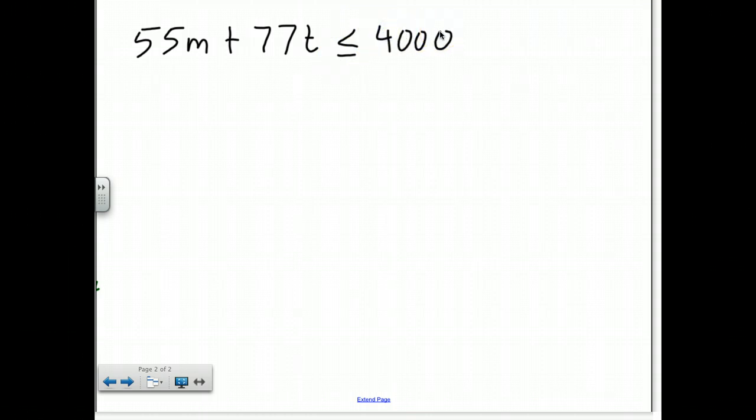Okay, thank you, Satino. So let's go back and write that inequality. What is the inequality that we just wrote? 55M for the weight of the microwaves plus 77T less than or equal to 4,000 pounds. So this is our inequality.